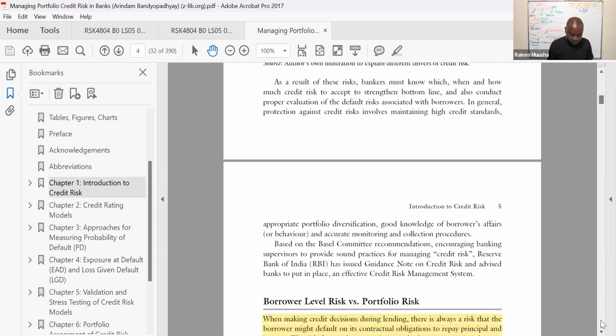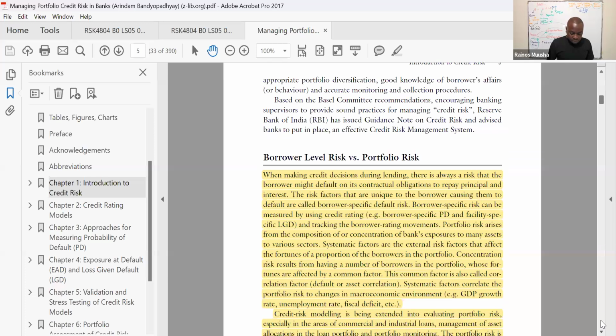Moving on, can we take a 10 minutes break until 12:30? Then at 12:30, we look at borrower level risk versus portfolio risk. So can we take a 10 minutes break until 12:30?